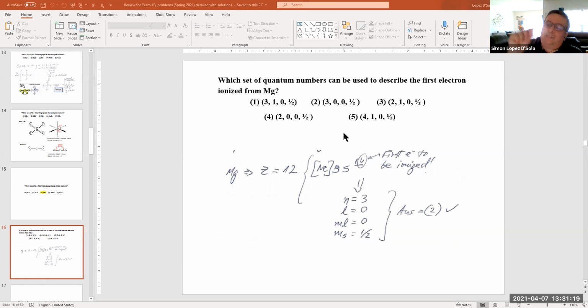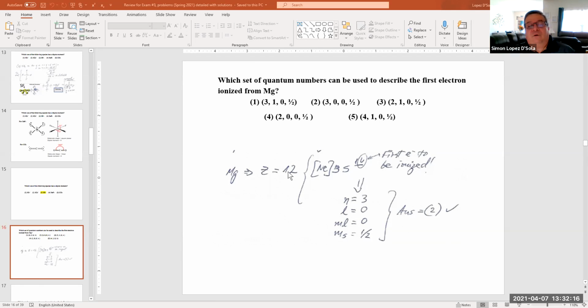So the four quantum numbers describe that electron completely. Remember that for the same atom, two electrons cannot have exactly the same four quantum numbers. But in this case, we need to consider the first electron to be ionized on magnesium. If you go to the periodic table, you will find that magnesium is Z equal 12, and the first electron to be lost is the one that will give the electron configuration similar to sodium. So it is passing from 3s2 to 3s1. So the last electron, the 3s2 electron, will be the first to be ionized, the first to be lost to form the first ion of magnesium.